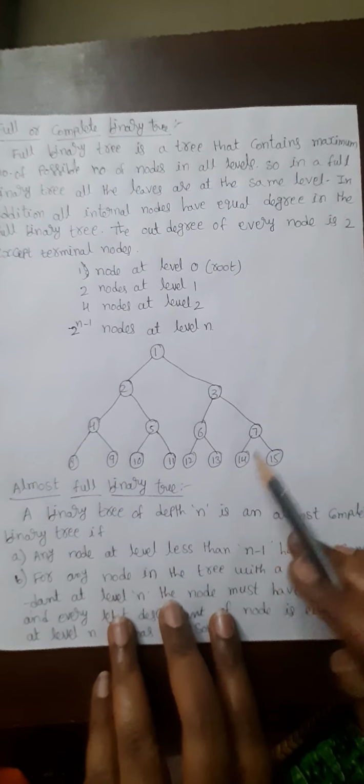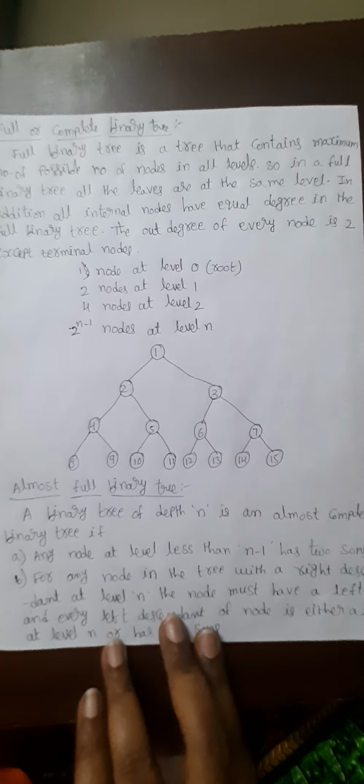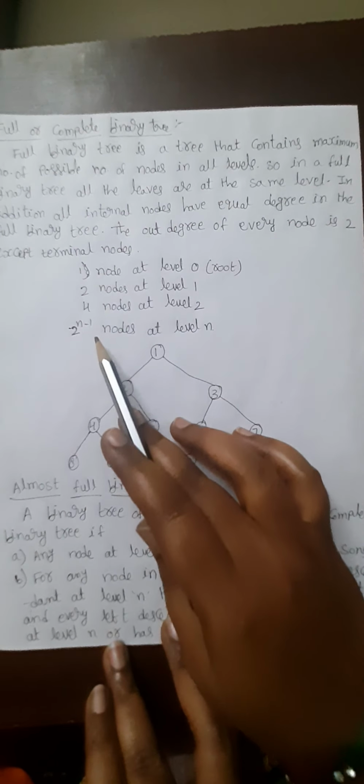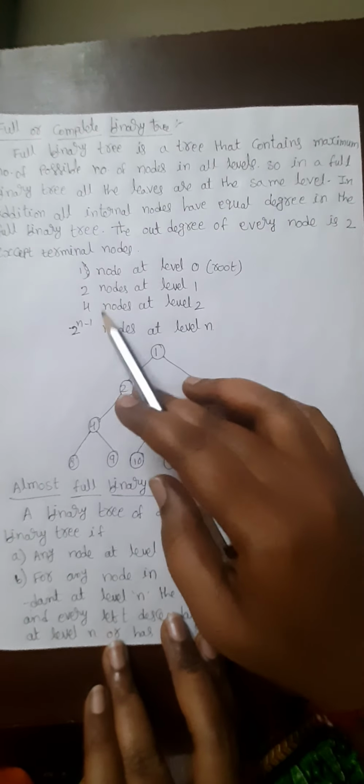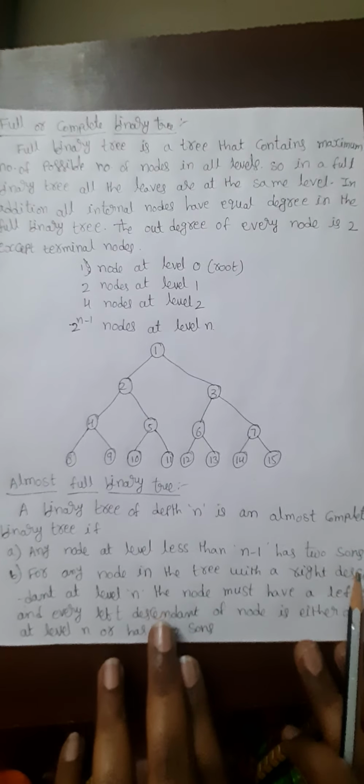Here in this, if we take 1, it is the node at level 0, that is the root. And if we take 2, nodes at level 1. And if we take 4, the nodes at level 2. And the nth level has 2 power n nodes.